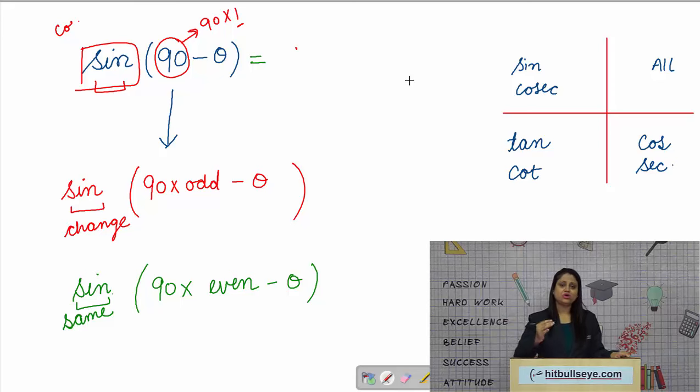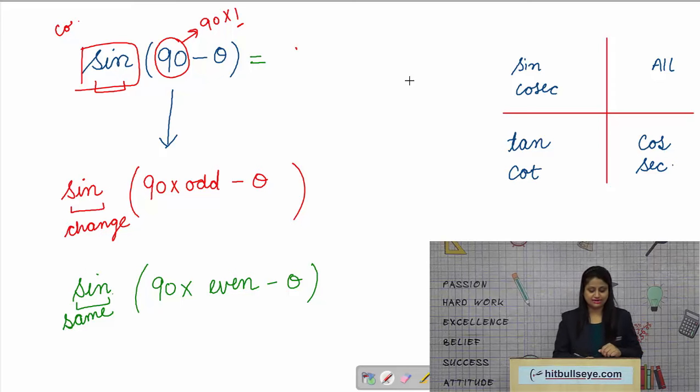If there is a co before the T ratio, remove it. If there is no co, then assign it. For example, we have sine. If we add co before sine, it will become cosine. And what is cosine? That is cos. So it will become cos theta.